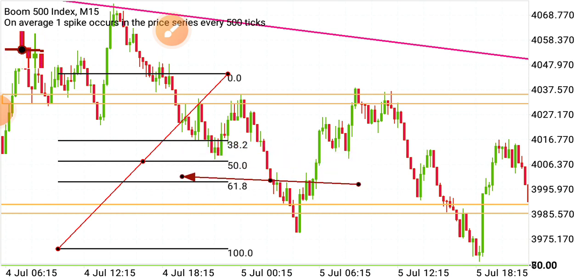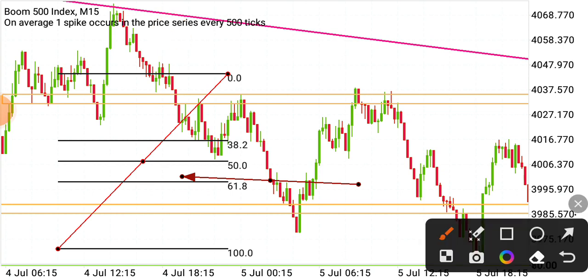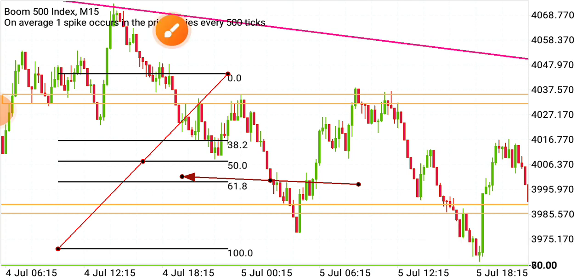All right, guys. So let's see how we can apply it to work. Let's apply it. All right, so now, as you can see, I'm on a chart. I'm on Boom 500 index on the 15-minute time frame. I want to use 15 minutes this time around.